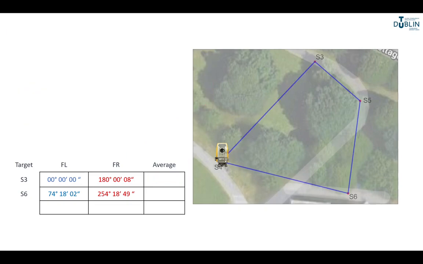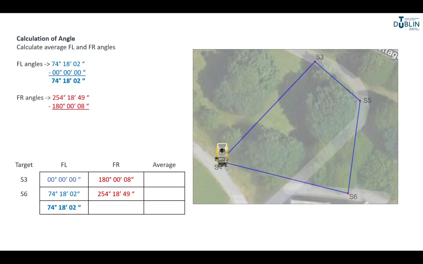And then we're going to calculate the angles like we did previously. So we're going to work out the difference between the face left angles, which in this case is coming to 74 degrees, 18 minutes and 2 seconds. Then we're going to move on to get the difference between the face right angles, which is going to be 254 degrees, 18 minutes and 49 seconds, minus the 180 degrees, 0 minutes and 8 seconds, which is giving us an answer of 74 degrees, 18 minutes and 41 seconds.